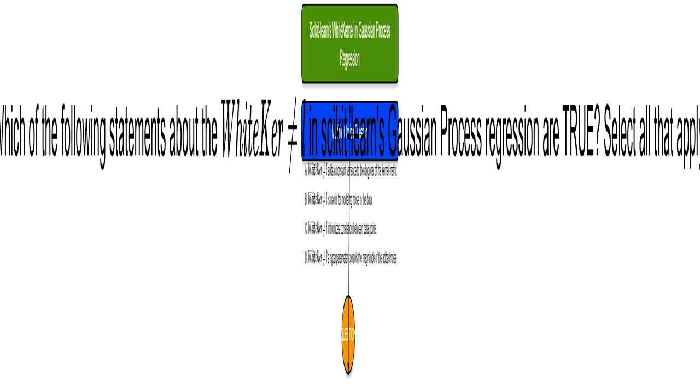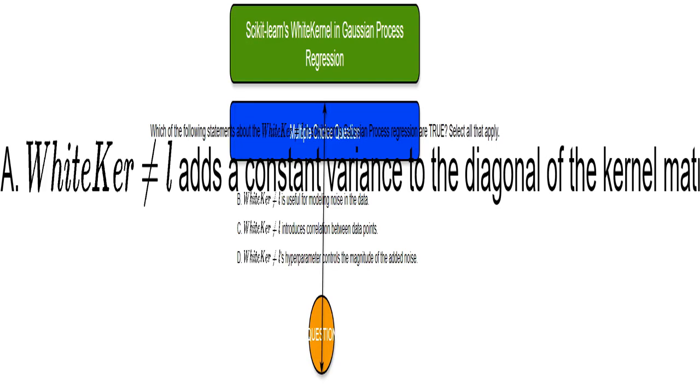I need to assess several statements to determine which accurately describe the behavior and purpose of the WhiteKernel within the context of Gaussian processes. Statement A claims that the WhiteKernel adds a fixed amount of variance to the diagonal entries of the kernel matrix. The kernel matrix represents the relationships between data points in a Gaussian process. This is crucial because it essentially adds noise to each individual data point.